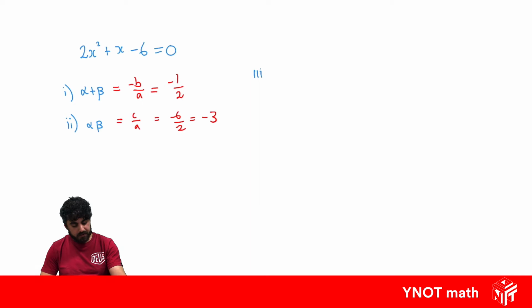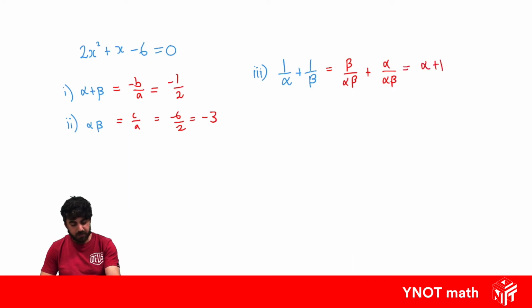What about if we wanted 1 over alpha plus 1 over beta? So this is adding the reciprocals of the roots. Here we need to just do a bit of manipulation first. So we can times our first fraction by beta over beta. So we get beta over alpha beta. Then our second fraction by alpha over alpha. So we get alpha over alpha beta.